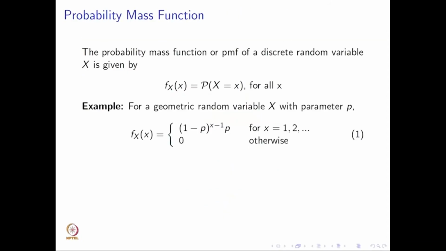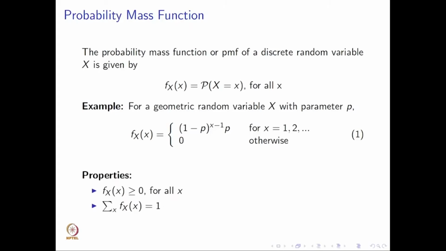The probability mass function or PMF of a discrete random variable X is given by fX(x) equals probability of X equals small x, for all values of small x. Thus, for a discrete random variable, the probability mass function gives the probability that the random variable is equal to some value. For example, for a geometric random variable X with parameter p, the PMF is given as fX(x) equals (1 minus p) raised to the power x minus 1, into p, for the values of x equals 1, 2 and so on, and for other values of x the PMF is equal to 0.